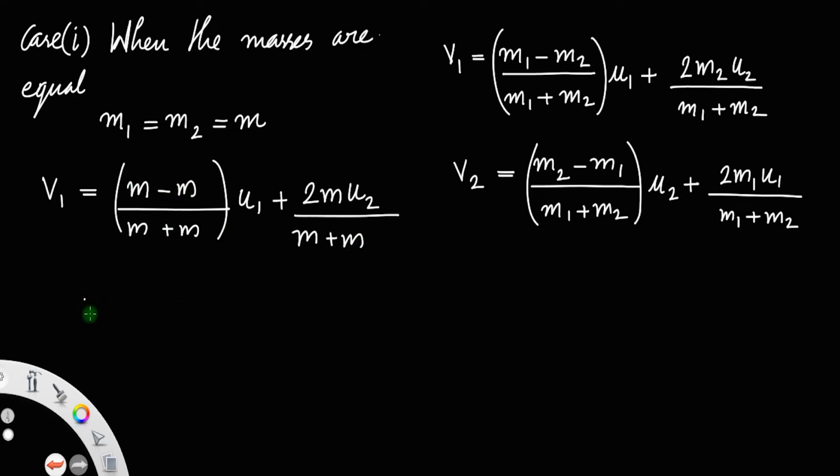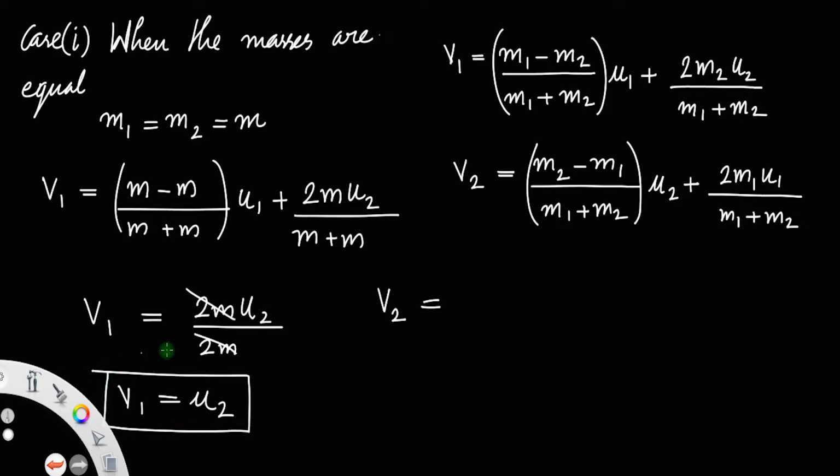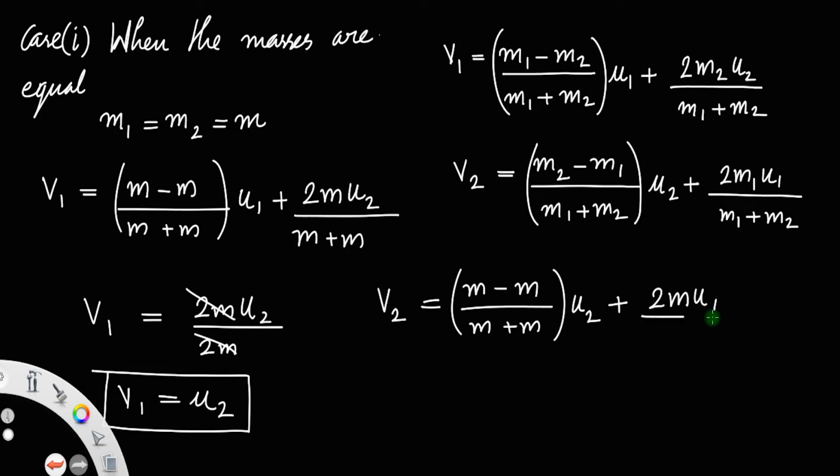So this will be 0. v1 is equal, this term on the left is 0. Here it is 2m u2 divided by m plus m, which is 2m. 2m will get cancelled, so v1 is equal to u2. What about v2? v2 will be m minus m by m plus m times u2 plus 2m u1 by m plus m. So again this will be 0 and this is equal to 2m u1 by 2m, which means v2 is equal to u1.